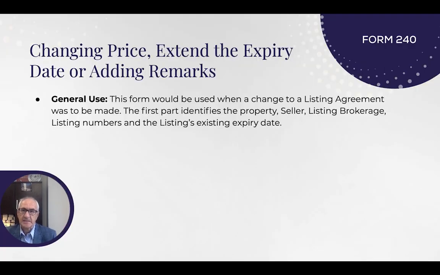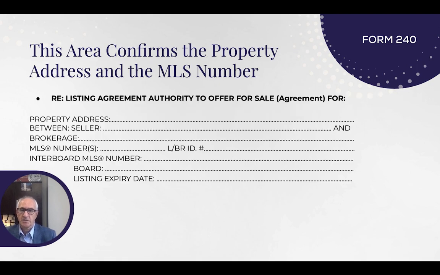The reality is this. The purpose of this is to be used for price changes, extensions, or expiry dates, or adding some remarks. An example could be somebody who said to you, you know what, we've had it on the market for a couple of weeks and it's just not working out, I don't think. So why don't we check maybe doing a price change? So traditionally you're going to see information like this, it's pretty straightforward.